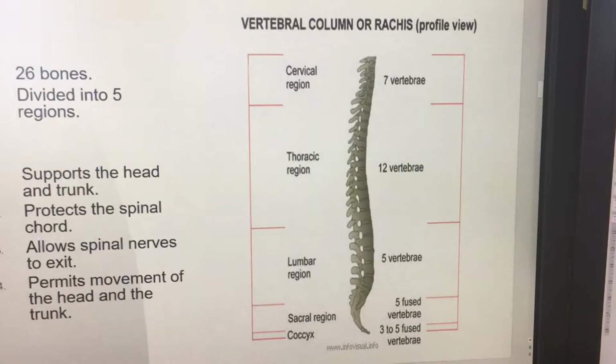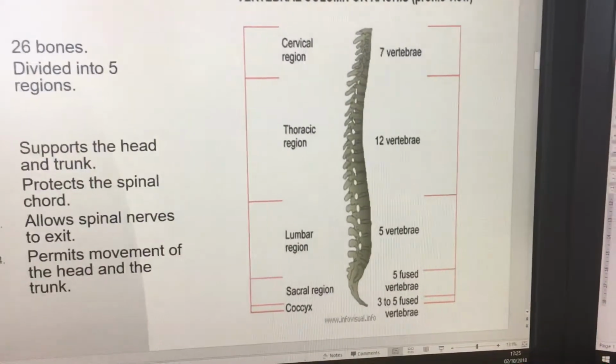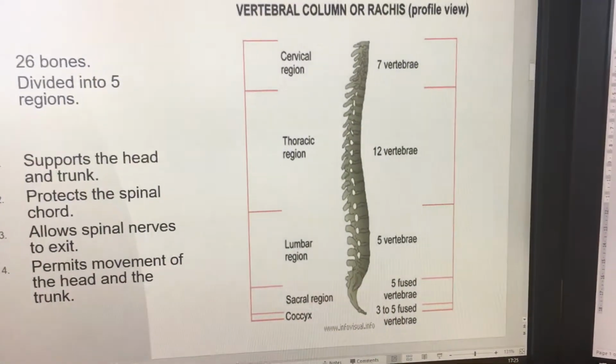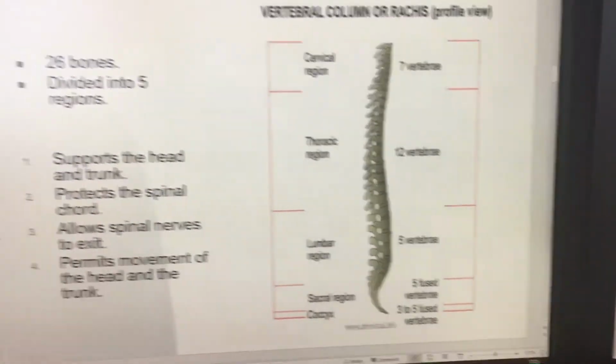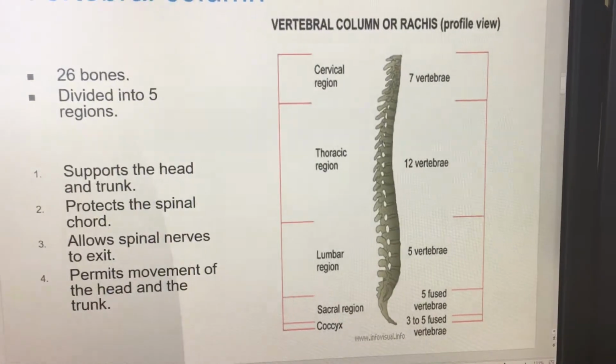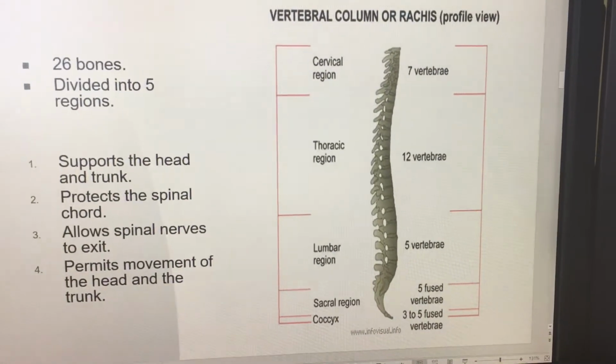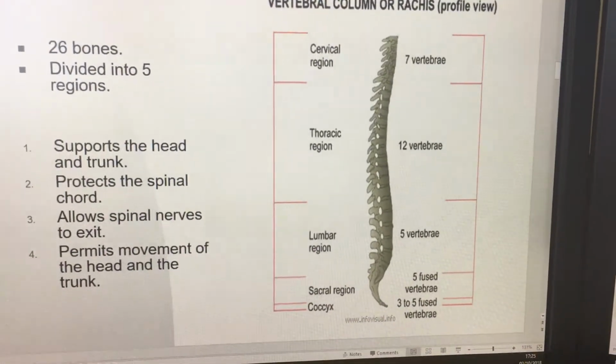Alright, there's a lot going on in there, and again, I said in class, we really want to remember those 5 regions of the vertebral column, and ideally how many vertebrae in each. So going from top to bottom: cervical, thoracic, lumbar, sacral, coccyx.